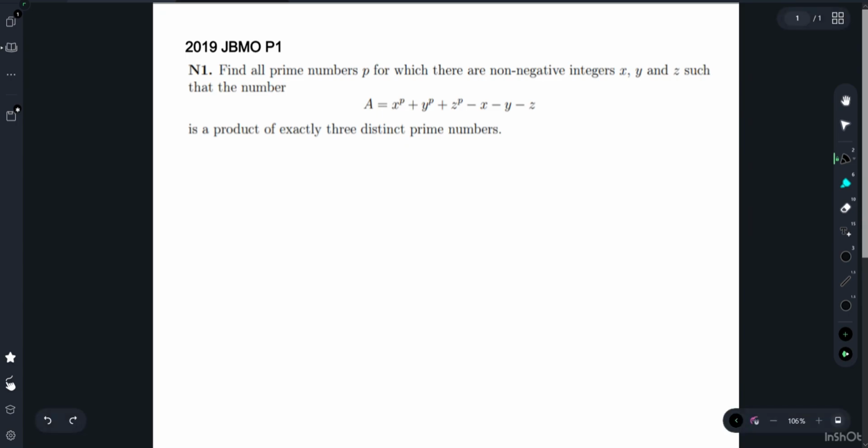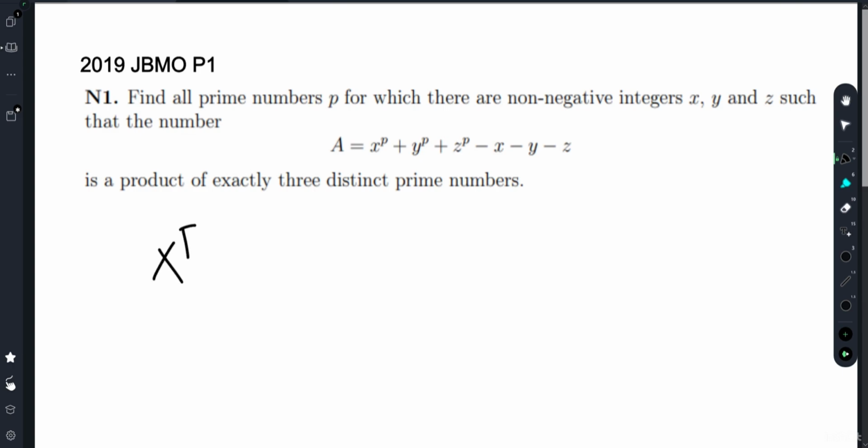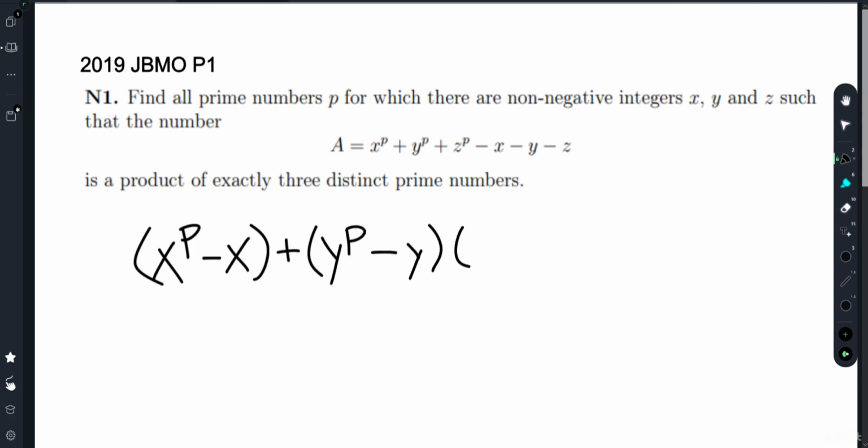So, the step for this problem is to try to find what the 3 prime numbers can be. First thing we notice is that this expression is actually symmetric in x, y, and z. So we can permute any values we find among x, y, and z, and so we only have to handle x necessarily, because if x is, for example, 0 mod 5, then all the other ones can be 0 mod 5.